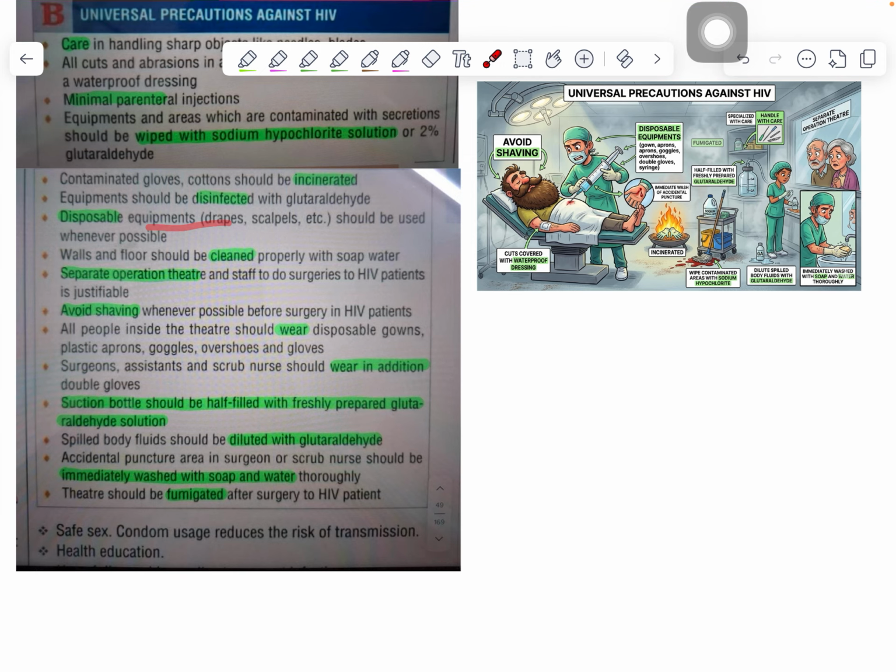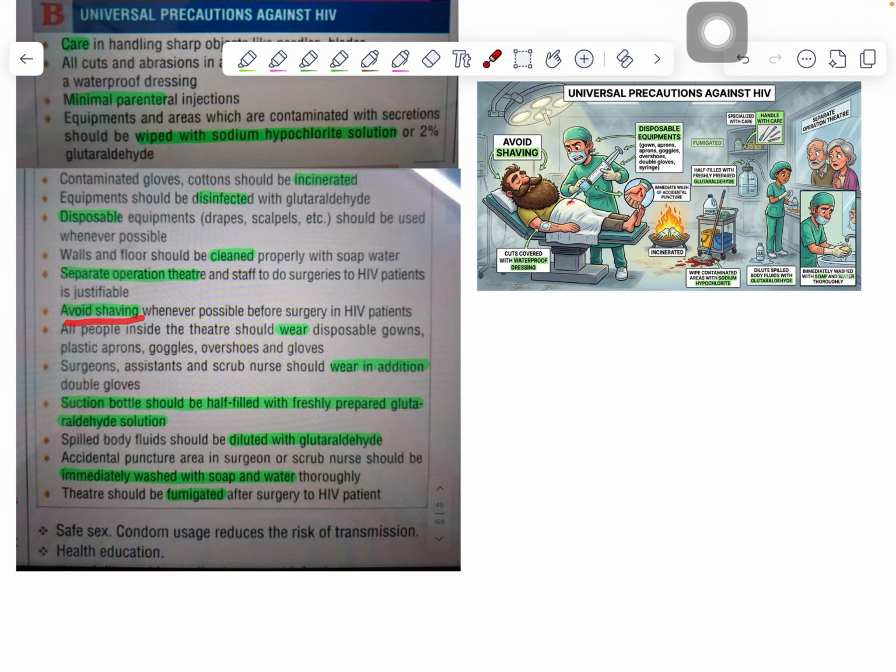Disposable equipments like drapes, scalpels should be used whenever possible. He is using the disposable equipments here. Walls and floors should be cleaned properly with the soap water. So whatever walls are there, they should be cleaned with the soap water. Separate operation theatre and staff to do surgeries for HIV patient. These are separate staff which are kept for HIV patient. This is the separate chamber that is kept for HIV patients.